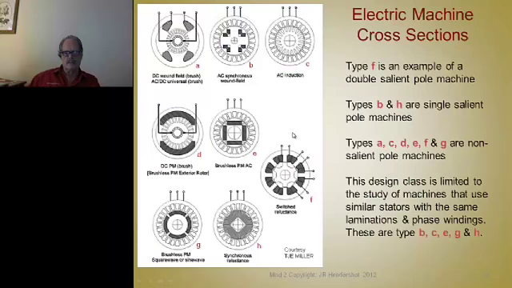This is a very interesting slide that compares machine cross sections to give you an idea what these three machines look like in concept anyway. This was developed a number of years ago by Professor Tim Miller from the University of Glasgow, my co-author for a couple of books that we've written on brushless machines.